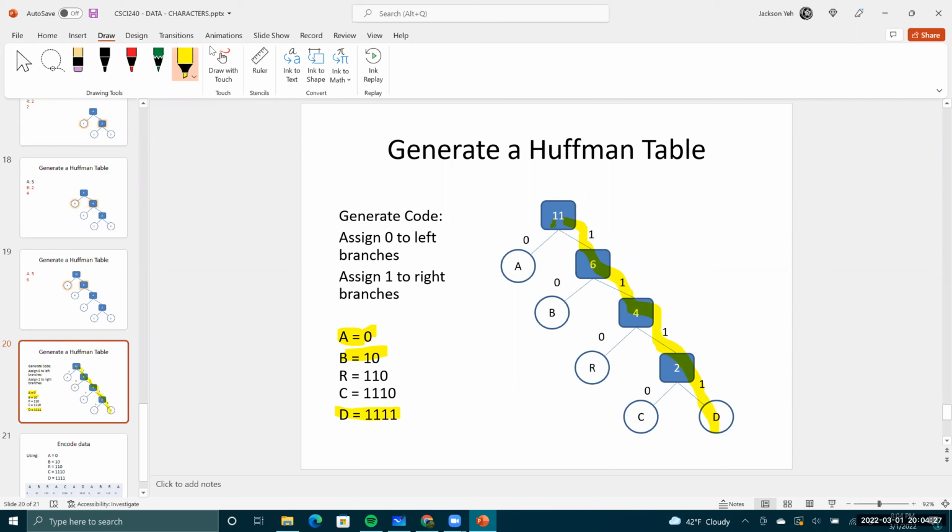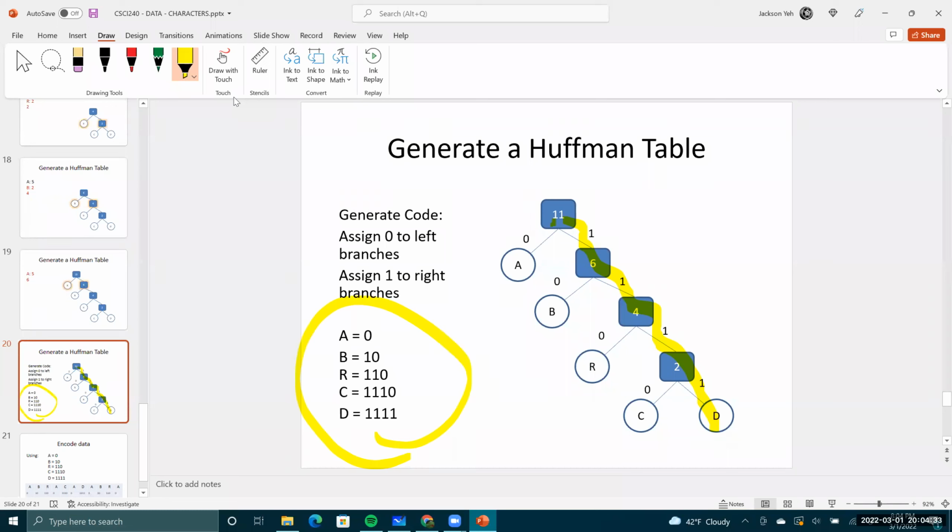So after this is done, notice that in my new encoding here, A and B happen the most often. And notice that it only takes a single bit, 0, to represent A. B happens the next most often, and it's only 2 bits, 1, 0. So they're both less than 3 bits.